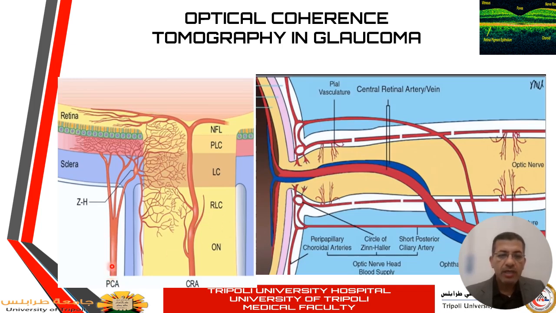Now, the posterior ciliary artery, which is also a branch of the ophthalmic artery, will form a plexus, the circle of Zinn-Haller, which supplies the prelaminar and laminar parts of the optic disc, and also some branches go to the retrolaminar part. Okay, this should be clear. And also the posterior ciliary artery, through the short posterior ciliary arteries, will also supply the choroid and the peripapillary capillary plexus.